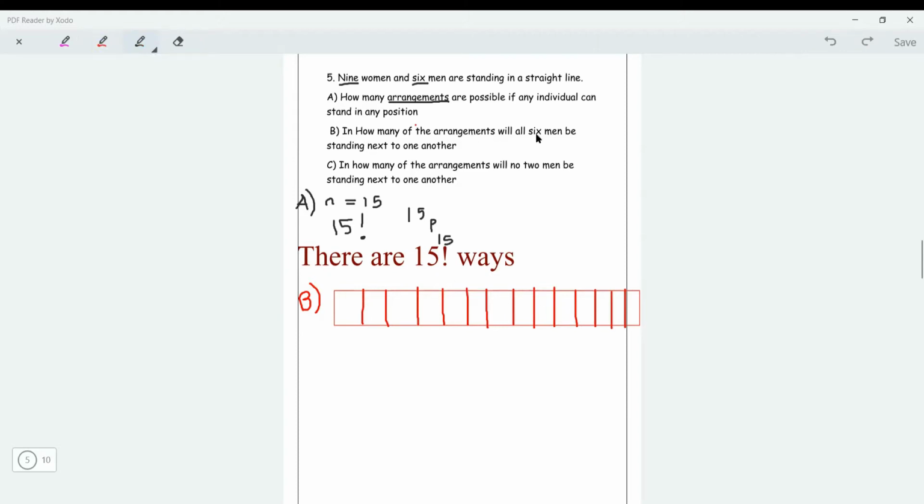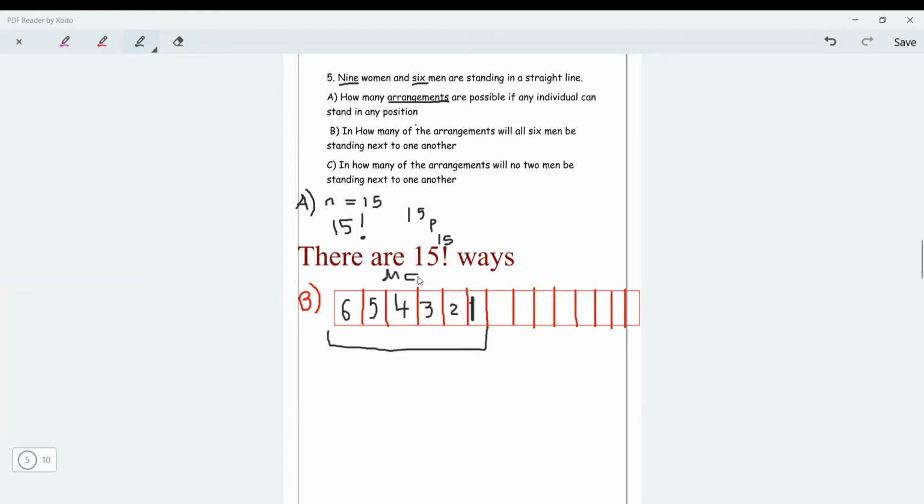In how many arrangements will all 6 men be standing next to one another? So maybe the 6 guys are over here, or the 6 guys are over here. I don't know. Let's choose an end. I like to go from left to right. So let's say one guy stands here. Any one of the 6 guys can go here, any one of the 5 guys here, any one of the 4 guys here, any one of the 3 guys here, any one of the 2 guys here, and the last guy stands here. So these are the 6 guys together, all men.